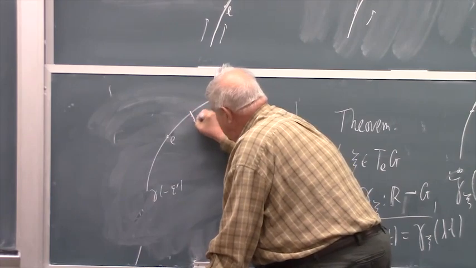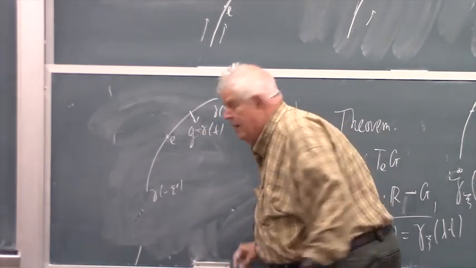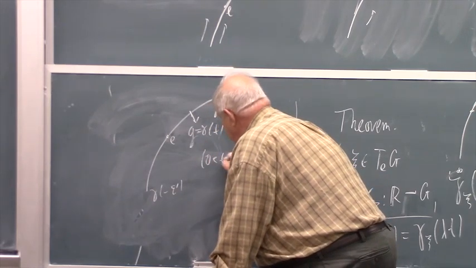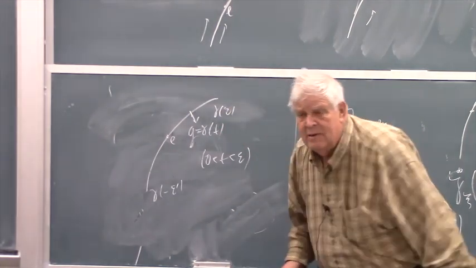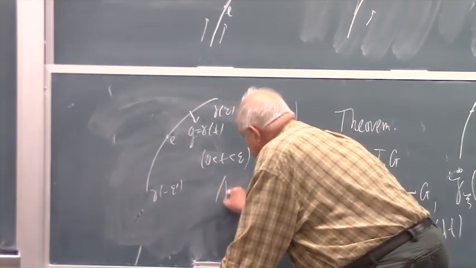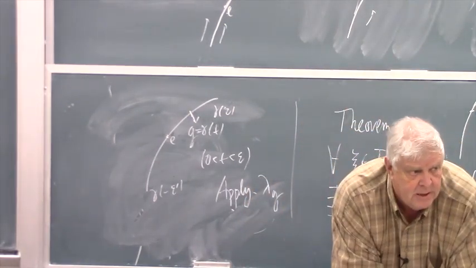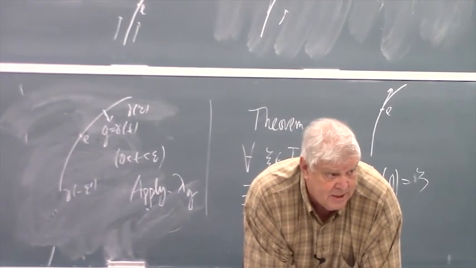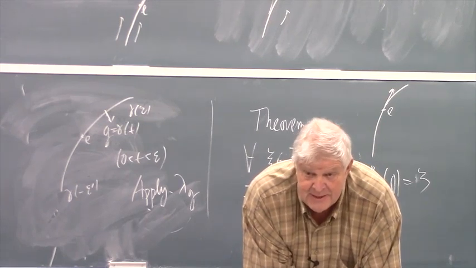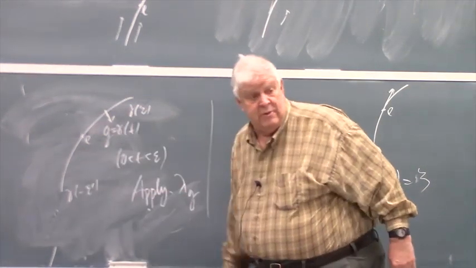I take some gamma of t. I can denote it temporarily as g, where t is, say, between 0 and epsilon. I can take t here. And then I apply the transformation lambda g, left translation by means of g. Now what happens? What happens to the vector field? The answer is, nothing. It's left invariant, right?